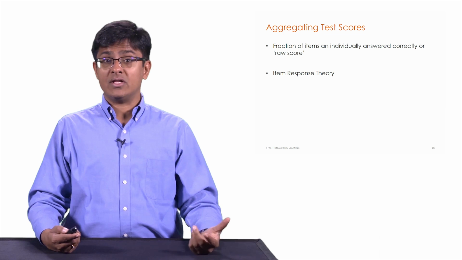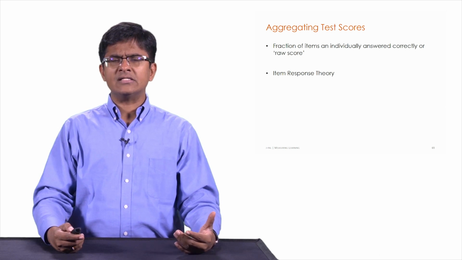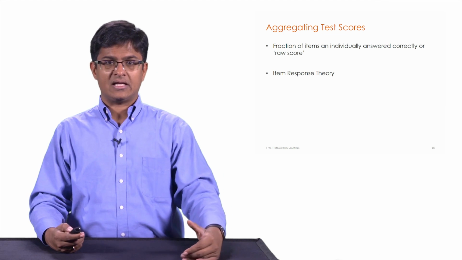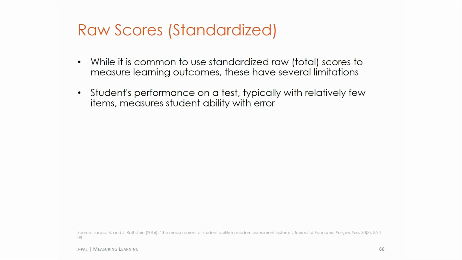Now the other way to do this is to use item response theory, and this is considered a better way to do this, and I'll tell you why. When you take a standardized raw score, while this is quite common, these do have several limitations. The first thing is that the student's performance on these tests will usually be measured with a fair bit of error because there are very few items.